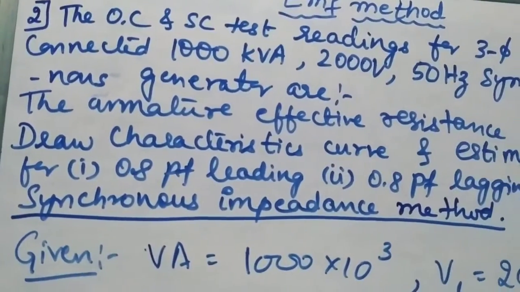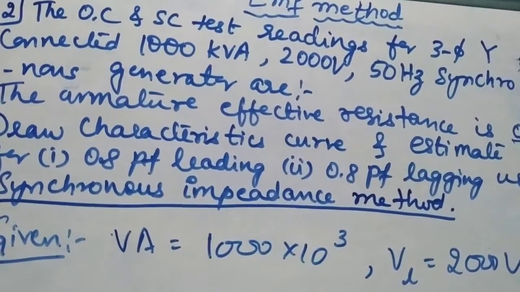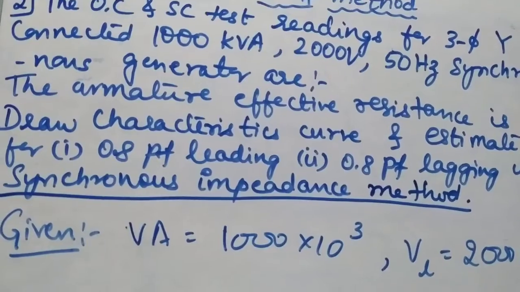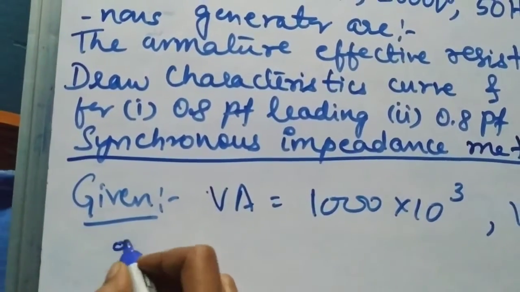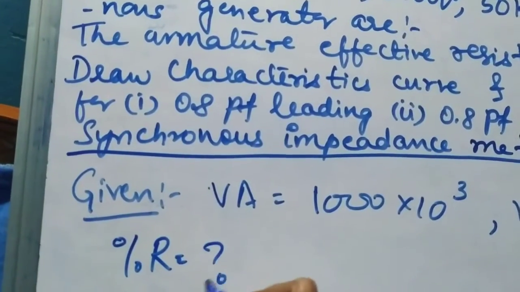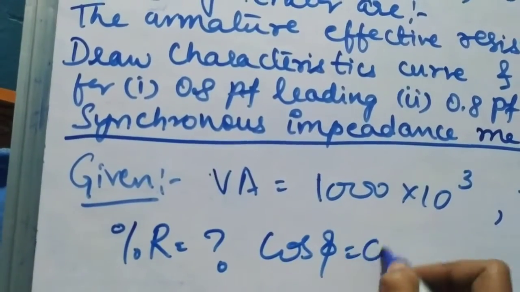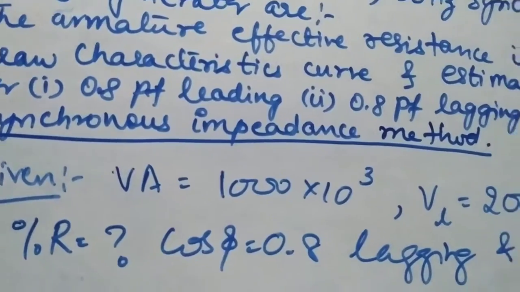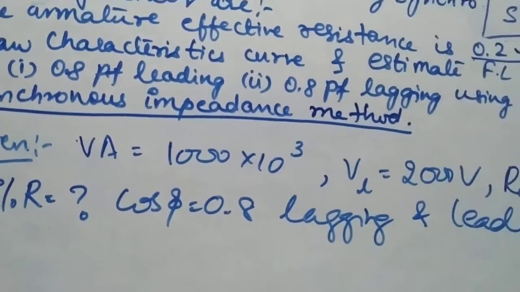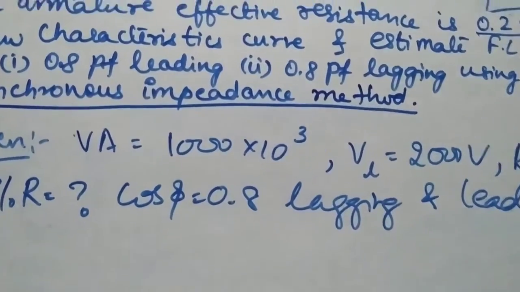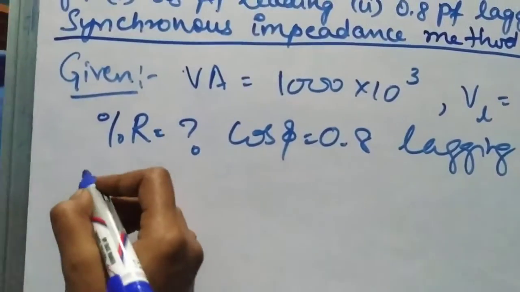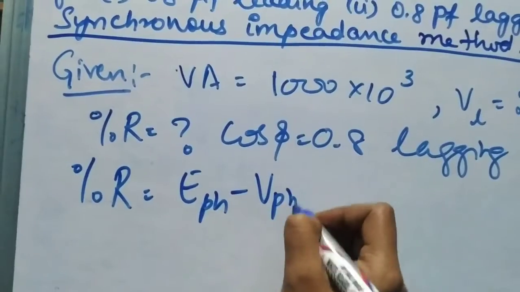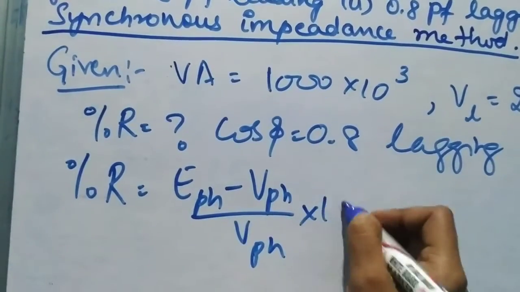Here we have to determine the regulation for a power factor of 0.8 for both the cases, lagging and leading. So we have to determine the percentage regulation for cos phi equal to 0.8 for both lagging as well as leading. Okay, so what is the formula for the percentage regulation? That is given by E phase minus V phase divided by V phase into 100.